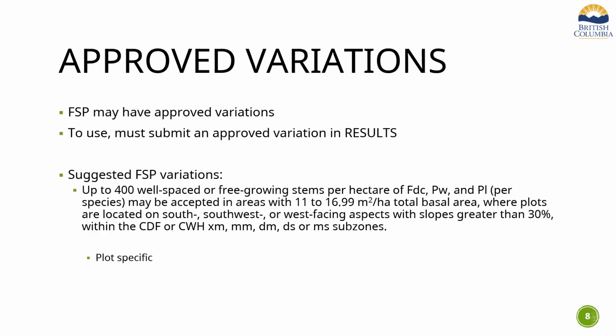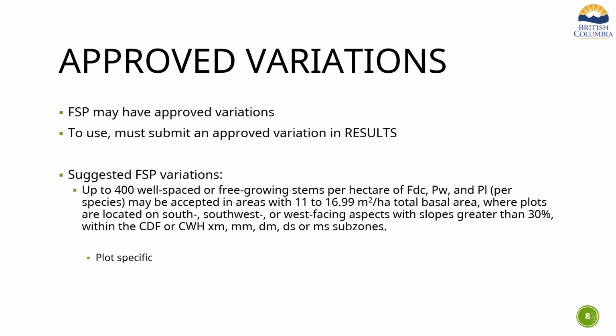Now, there are some situations where a different threshold might be appropriate. This can be addressed through the use of approved variations. These are listed in the body of the Forest Stewardship Plan, not in the stocking standards tables, which is one of the reasons that you should always have a copy of the relevant FSP when surveying. Now, if the applicable FSP has an approved variation and the situations and circumstances are met, then you can apply it as long as you submit an approved variation in your results. This is very easy to do, and it doesn't require any district approval because it's already been pre-approved as part of the FSP approval, hence its name.